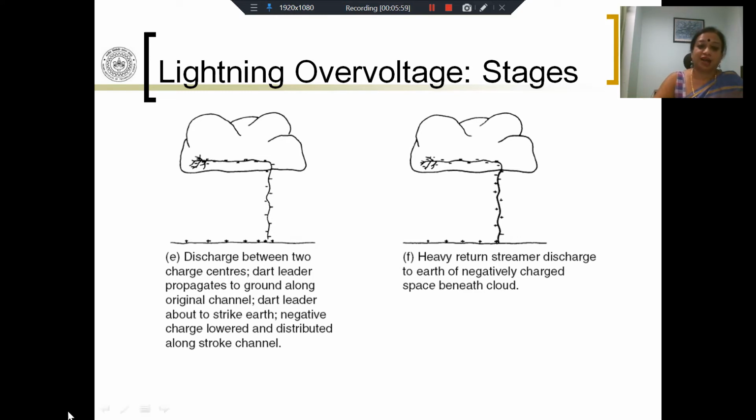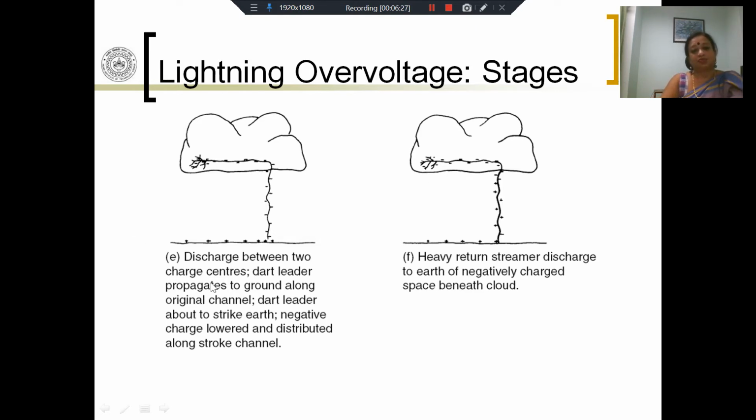As soon as the dart leader is about to strike the ground, where again the negative charge has been lowered and distributed along the stroke channel, the heavy return streamer discharge of earth of negatively charged space between cloud just as before happens. So now the return stroke will connect to this charge center, via this charge center to the other charge center, and will discharge all the charge that is there in the second charge center.